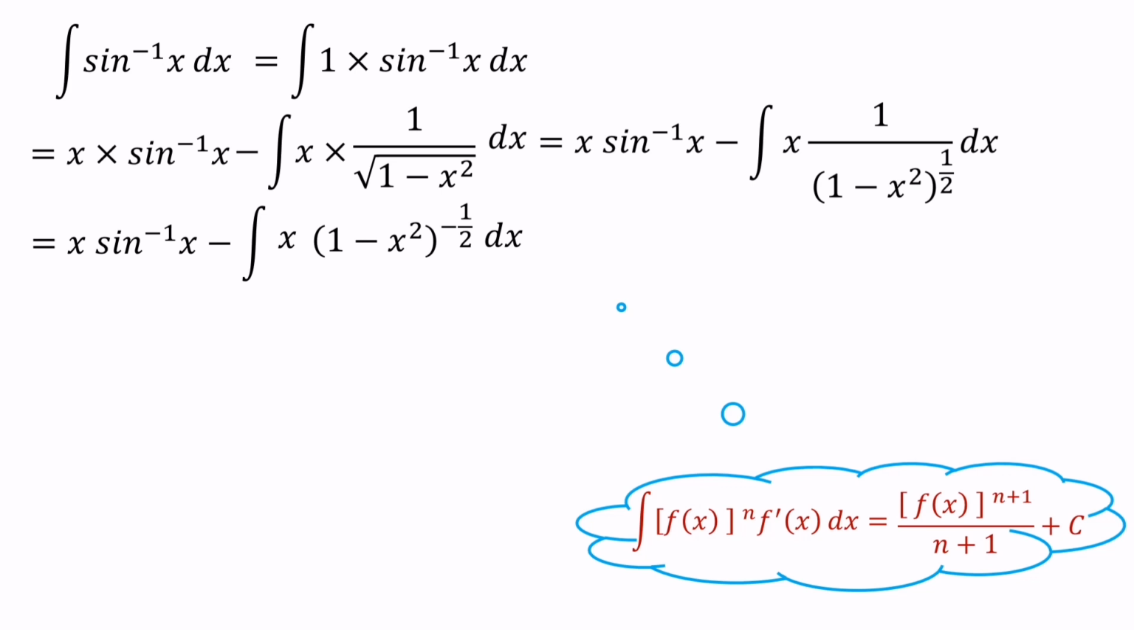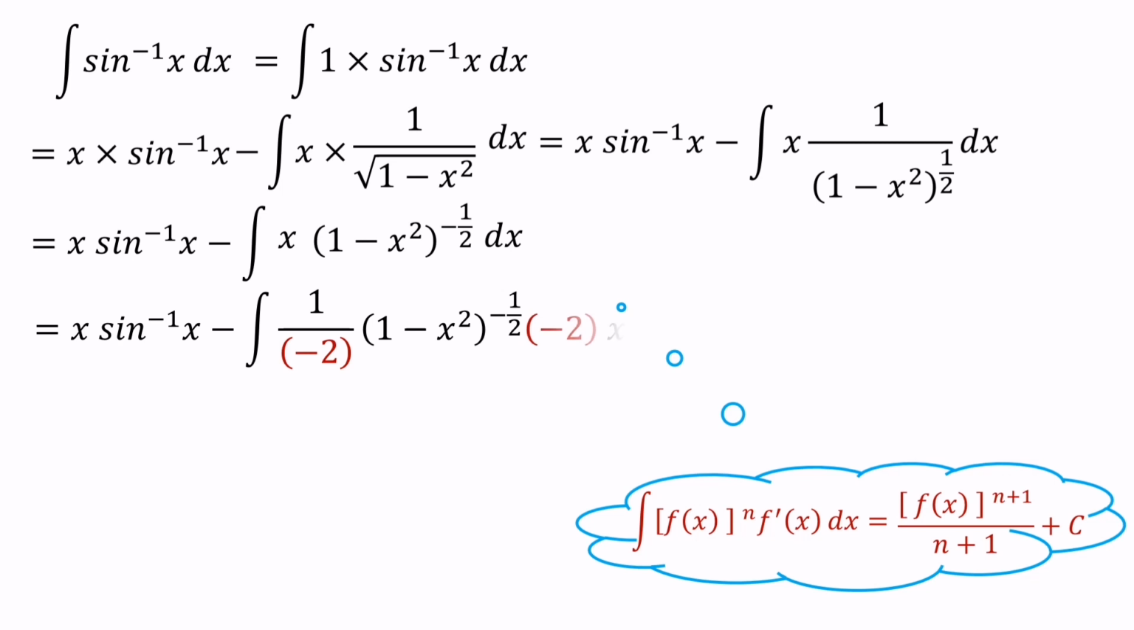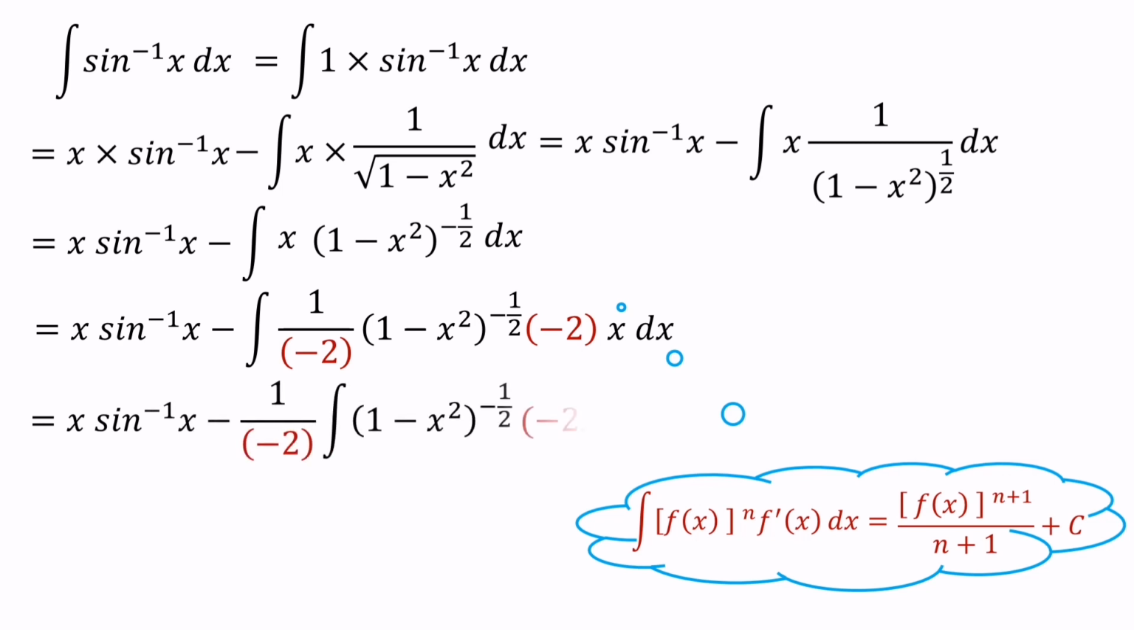So we need to find the differentiation of 1 minus x squared. The differentiation of 1 minus x squared equals 0 minus 2x, or just minus 2x. To get minus 2x we can put minus 2 in the numerator, and to cancel out that minus 2 we can write minus 2 in the denominator. Then we can take 1 over minus 2 as a constant value outside the integral.